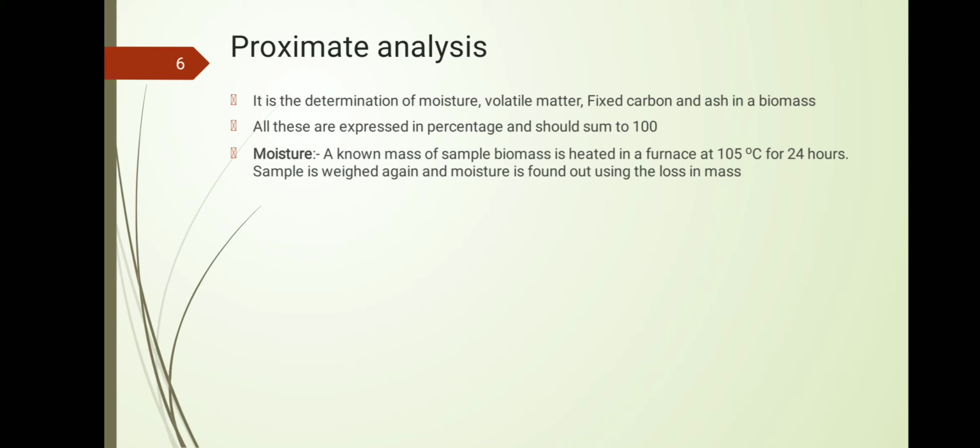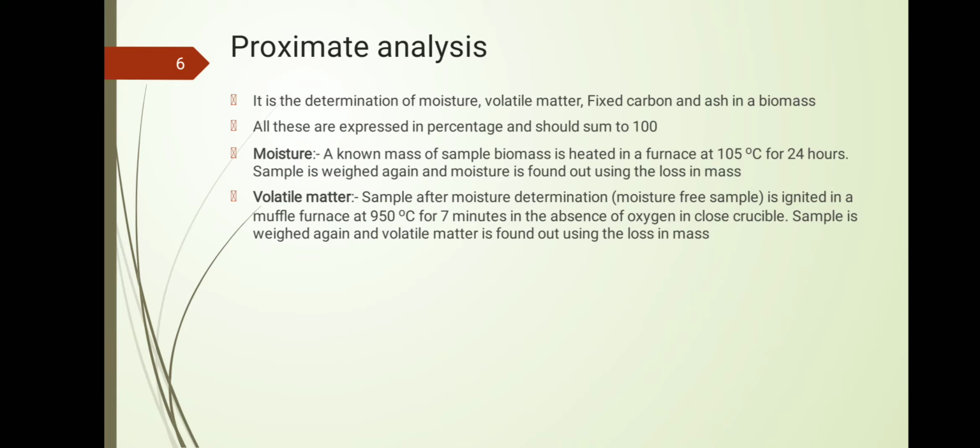It escaped as water vapor. So the initial moisture content of biomass will be 1 by 5 into 100, that is 20%. Like that we can identify the moisture percentage of biomass. So we have to use a furnace or hot air oven.